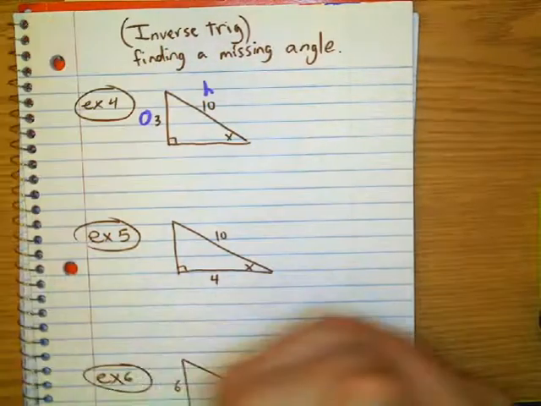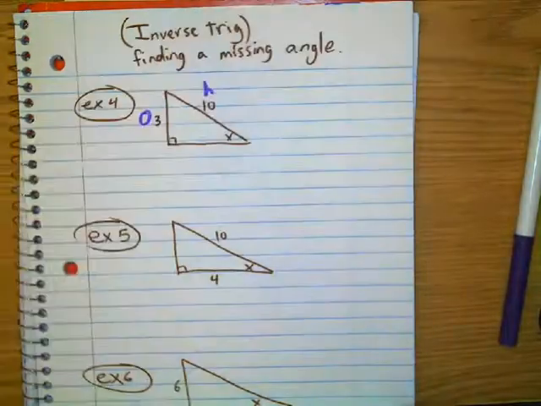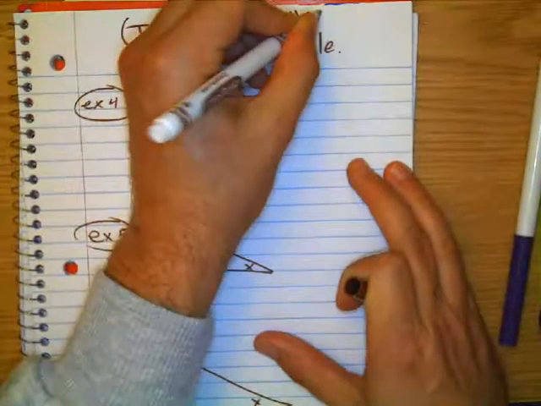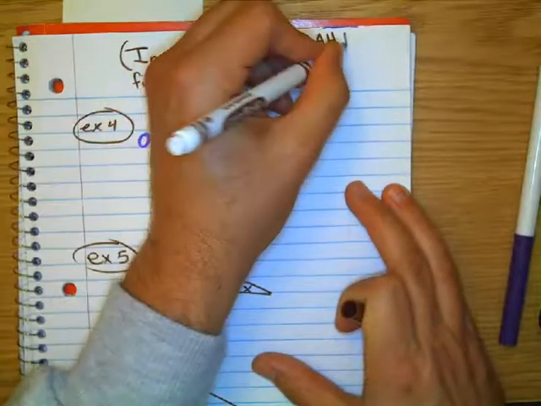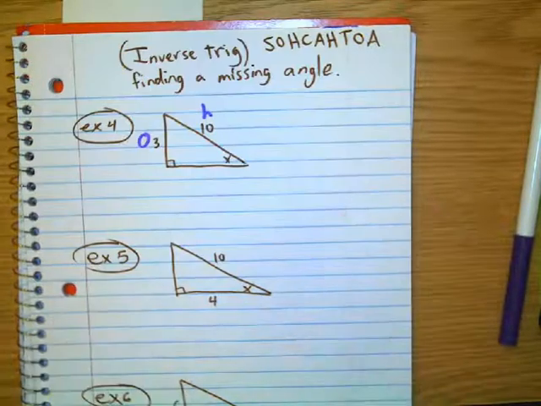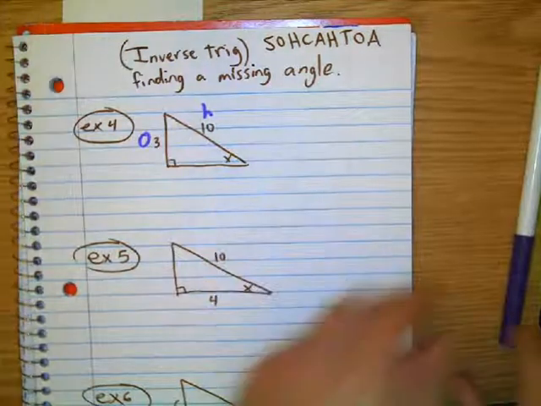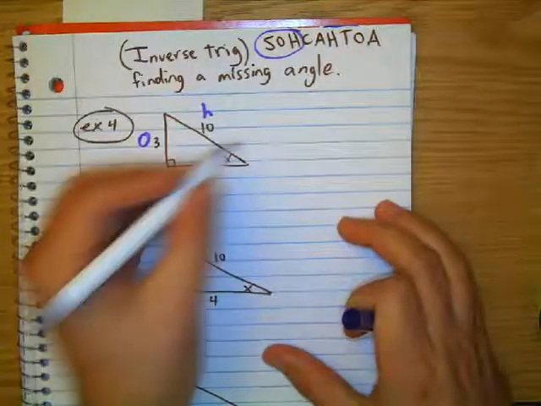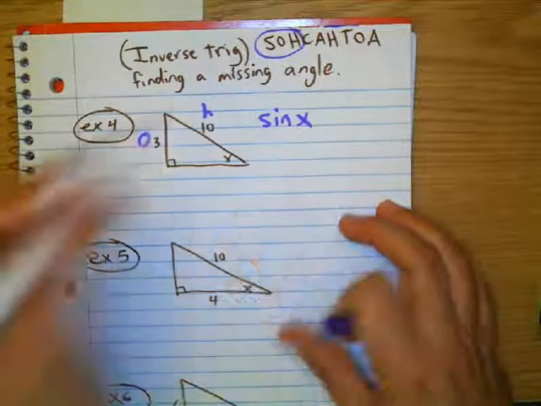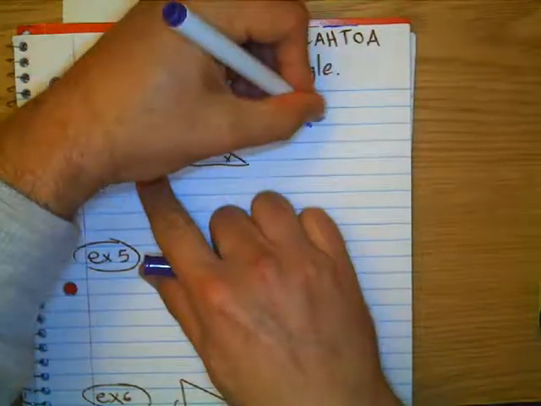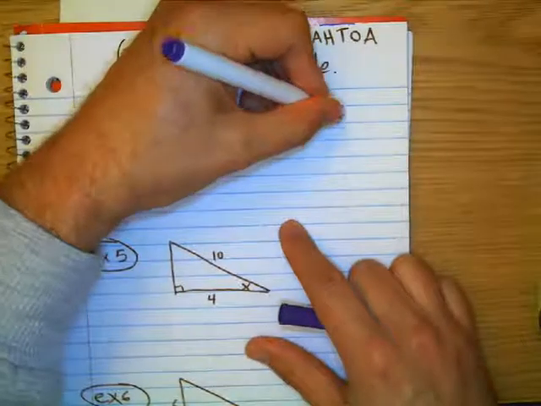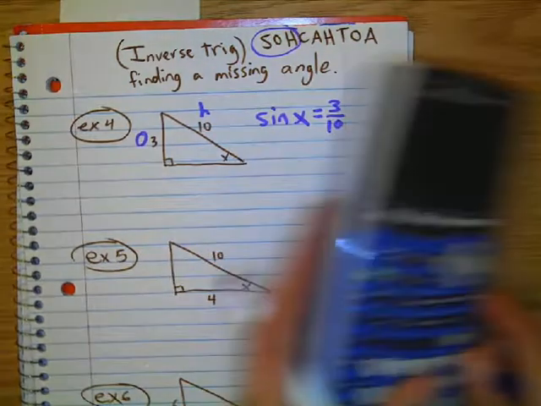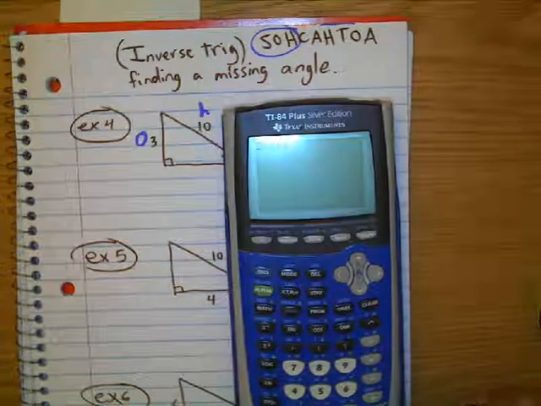hypotenuse. Something I often do first, before I even get started, is I'll just, on the top of my page, write SohCahToa. That just helps me get started. Okay, so opposite and hypotenuse, I'm going to be dealing with sine, right? So I can write sine x equals opposite over hypotenuse, 3 over 10. Well, 3 divided by 10 is, for those who aren't sure, 0.3, right?